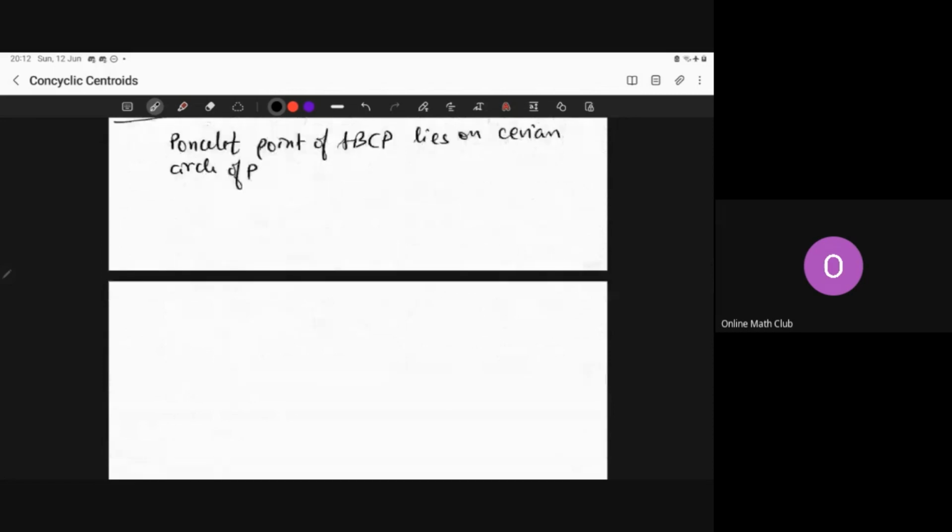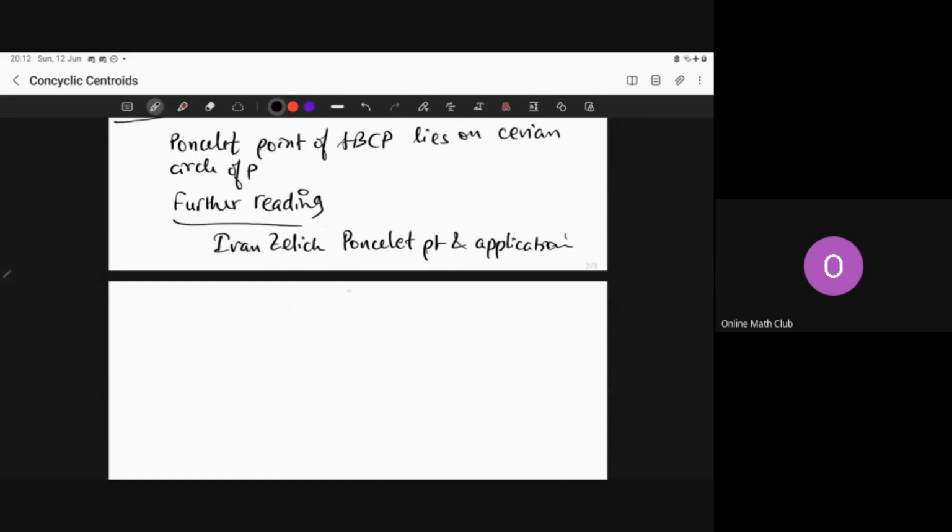Okay, and maybe some further reading. So there's one article by Van on Poncelet and applications. There's an awesome math article, I don't remember who wrote it. It was on the Fontené theorems. And there's an AoPS post. I just linked it in this article. You can have a look at it.